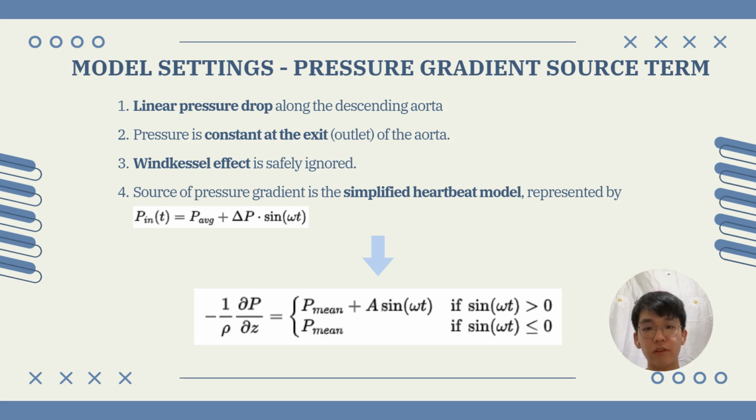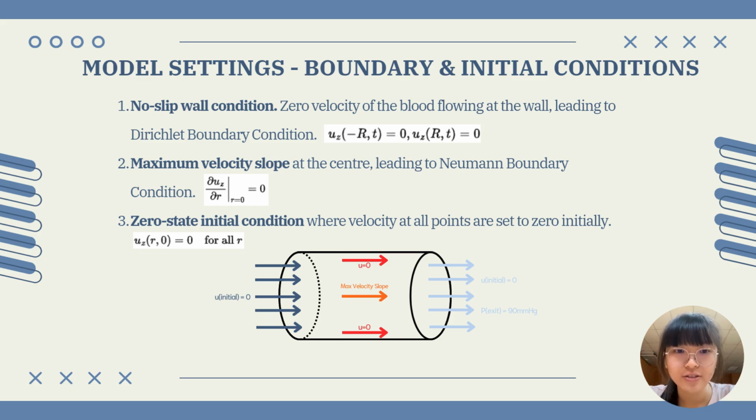It is a summation of the average pressure during the diastolic stage and a half-cycle sinusoidal wave during the systole phase. For the boundary conditions, a no-slip wall condition is simulated and there is a maximum velocity slope at the center. Meanwhile, velocity at all points is set to 0 initially.